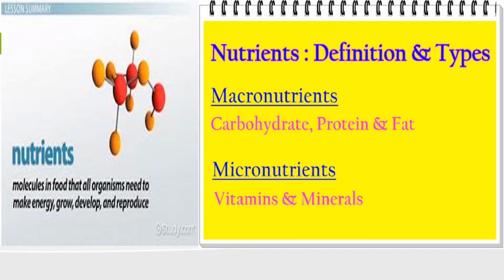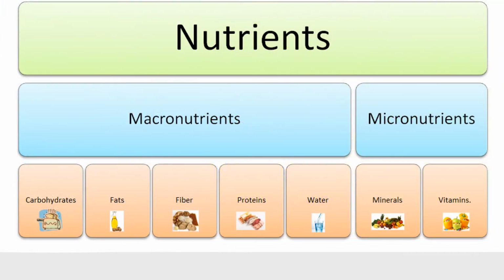For example, carbohydrates, proteins and fats come under the type of macronutrients, and vitamins and minerals come under the category of micronutrients. So as we have already seen, nutrients are majorly divided into two types, macro and micro. In macronutrients, carbohydrates, fats, fiber, proteins and water come under macronutrients, and minerals and vitamins are part of micronutrients.